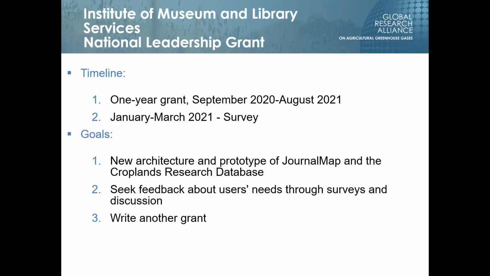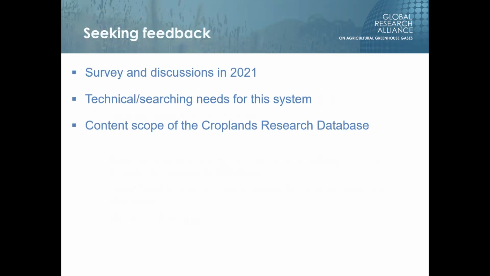We plan to conduct surveys in the spring of 2021. We will be seeking feedback about users' needs for these systems. So what would help you most? What features would you like to see? Additionally, what content is most important for inclusion in the Croplands Research Database?